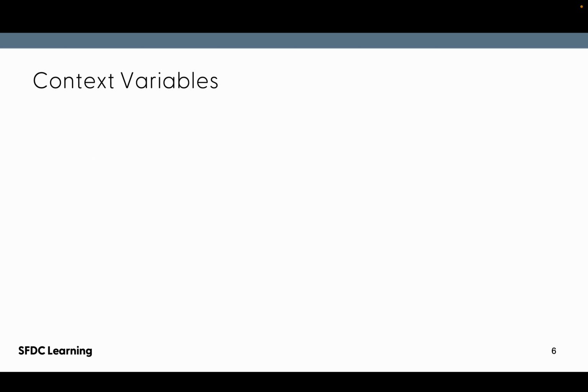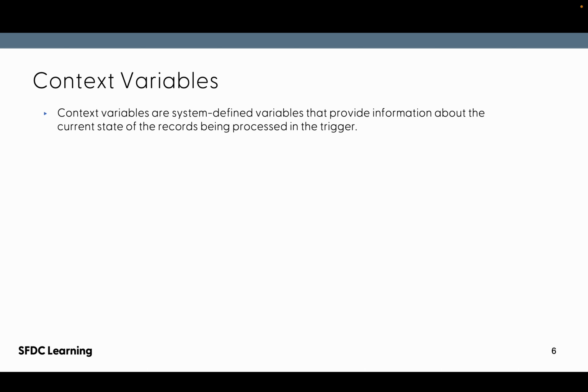Okay. Now context variables. What are the context variables? So context variables are the system-defined variables that provide information about the current state of records being processed in the trigger. Okay. Now these variables enable us to access, manipulate, or check data within your trigger logic. And we'll see which context variables are available.